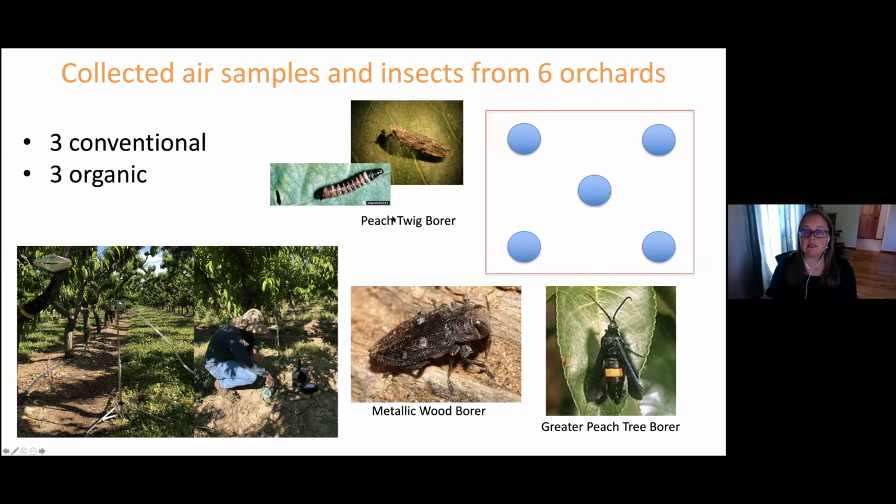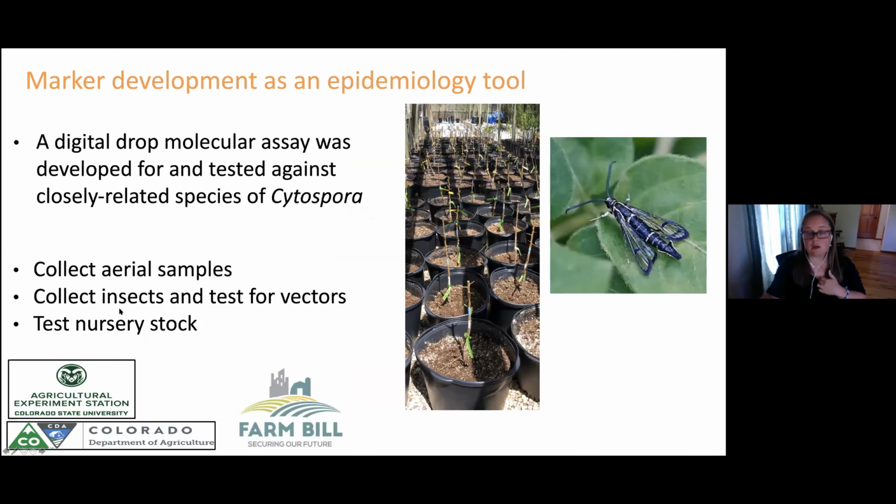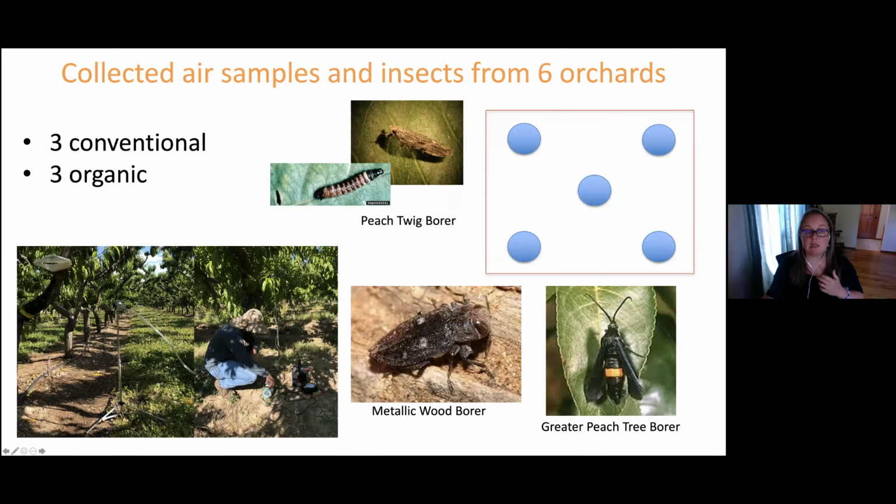And then we collected peach twig borer, metallic wood borer, and the greater peach tree borer. Once every 2 weeks, my graduate student, Stephen Miller, used a filtration system. Basically this is a pump that filters air into a plate right here, a Petri plate inside, and then he looked at how many spores were on that plate.